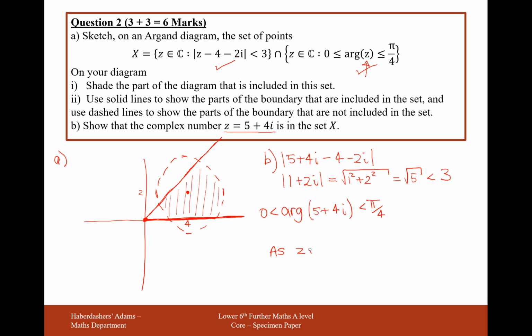As z satisfies both conditions, it is in X. And there we are, that's it, 6 marks.